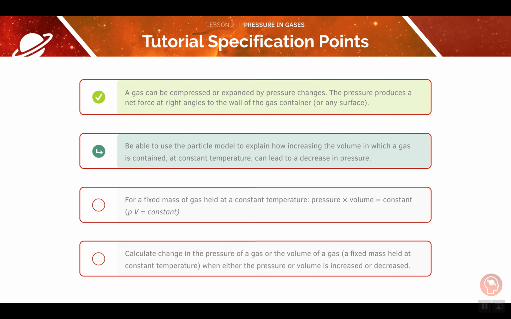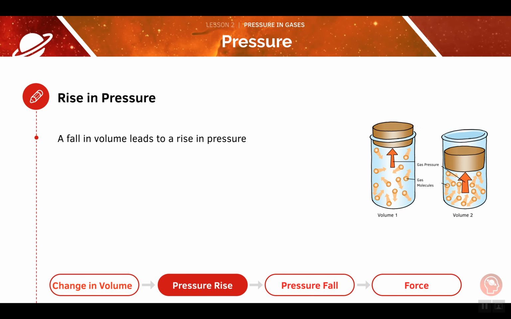Our next learning objective is to use the particle model in explanations. A fall in volume is going to lead to a rise in pressure, as we've just seen. As the size of the container decreases, we find that there is less room inside the container. Therefore, the particles are contained within a smaller volume. As a result, particle collisions will occur more frequently, exerting a higher pressure within the container.